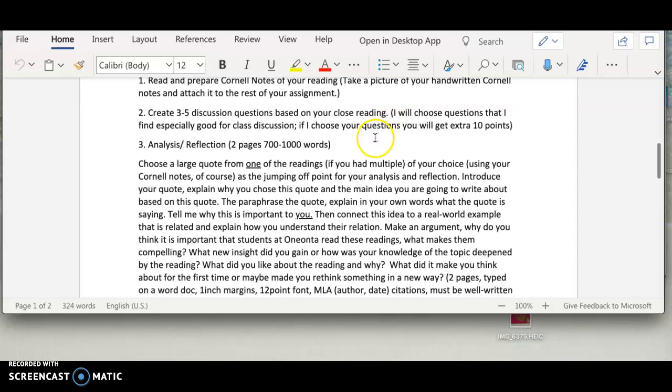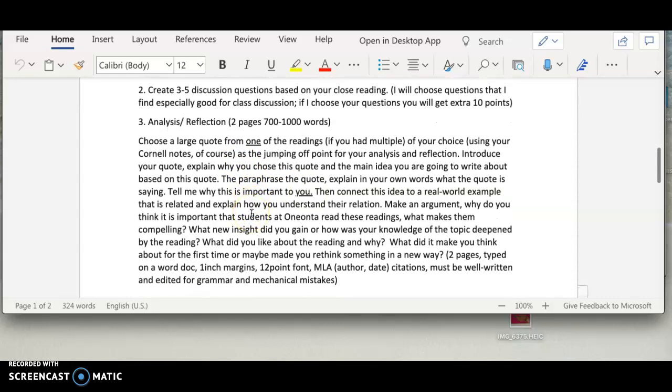If I choose questions that I find are really, really good, then I will give you an extra 10 points for those questions because I chose your question. So the goal here is for you to write questions that are very thought-provoking and that will help in discussion. And if I do use those questions, then you get extra points. And then the last part is a 700 to 1,000 word short analysis and reflection. So it is pretty short, but it's still an analysis and a reflection of the reading that you've done.